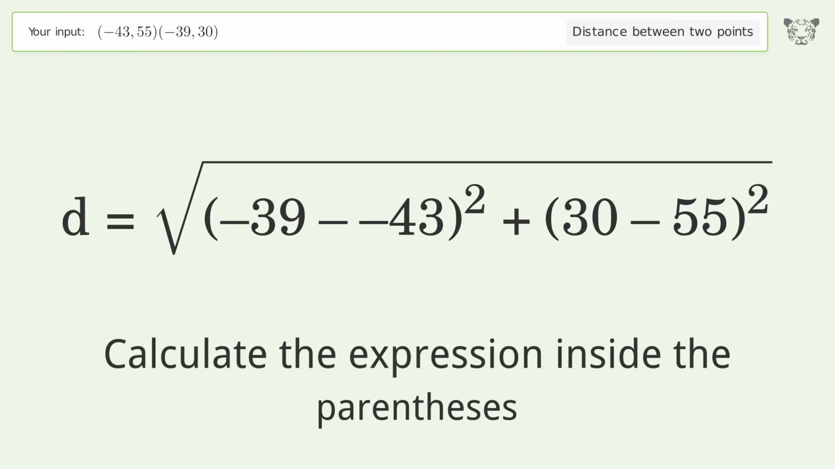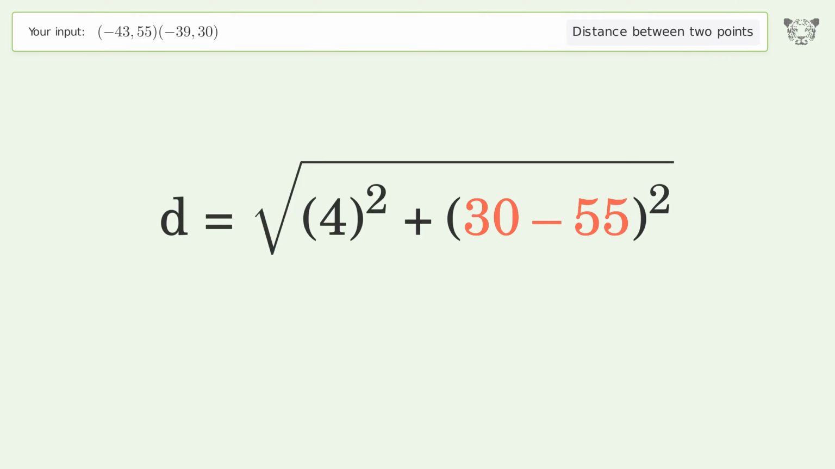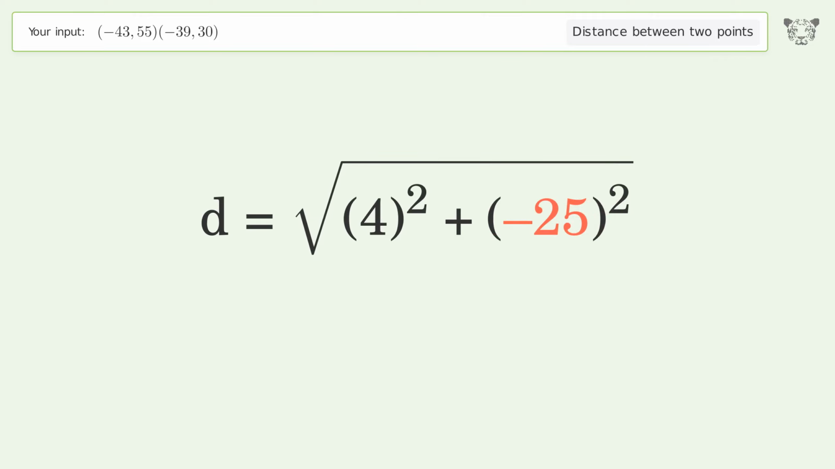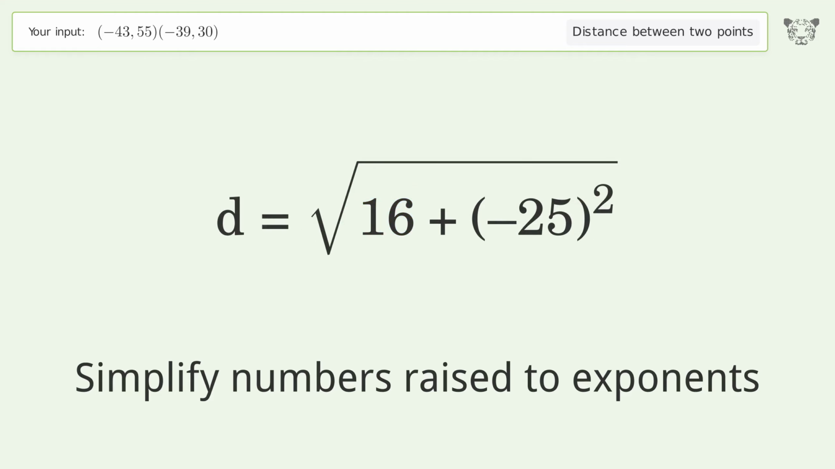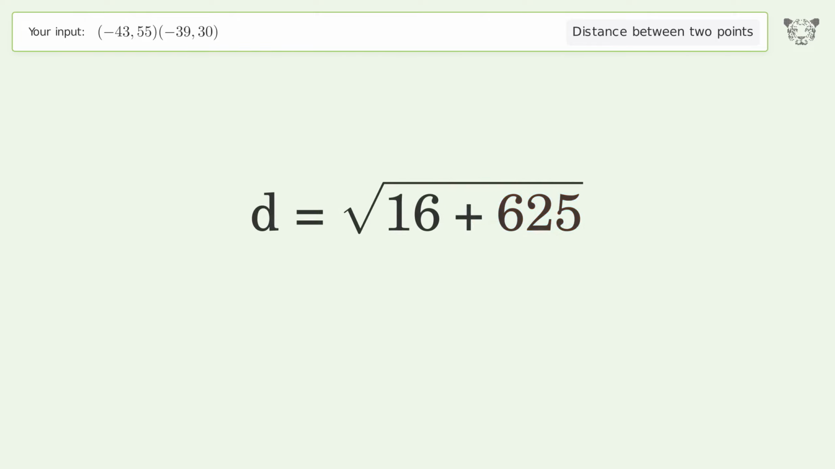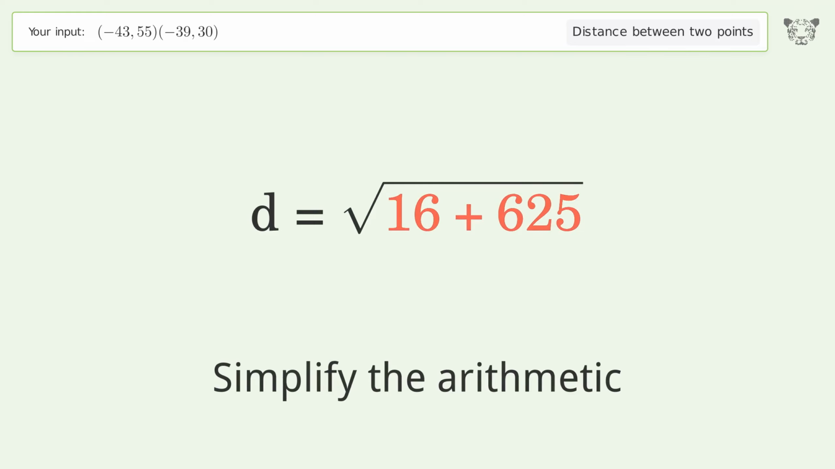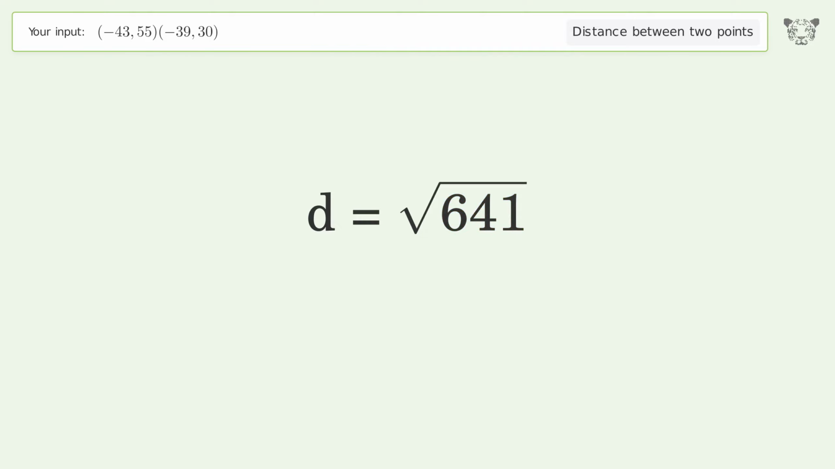Calculate the expression inside the parentheses. Simplify numbers raised to exponents. Simplify the arithmetic. And so the distance between the 2 points is the square root of 641, or 25.318.